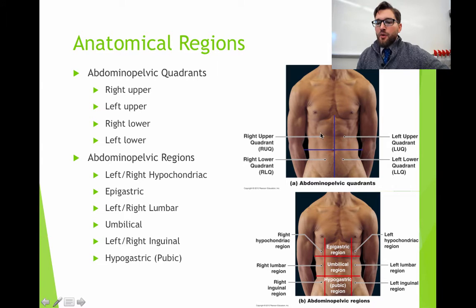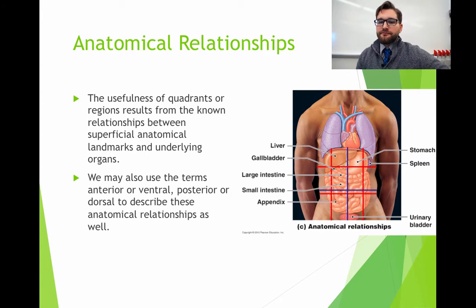We can take the quadrants and the regions and overlap them in order to get a better reference of locations of organs within the body. So the usefulness of quadrants or regions results from the known relationships between superficial anatomical landmarks and underlying organs. We can use the terms anterior or ventral and posterior or dorsal as well to identify anatomical relationships.